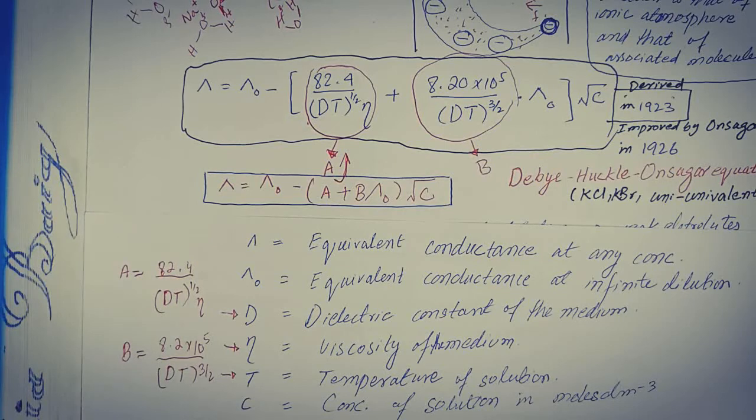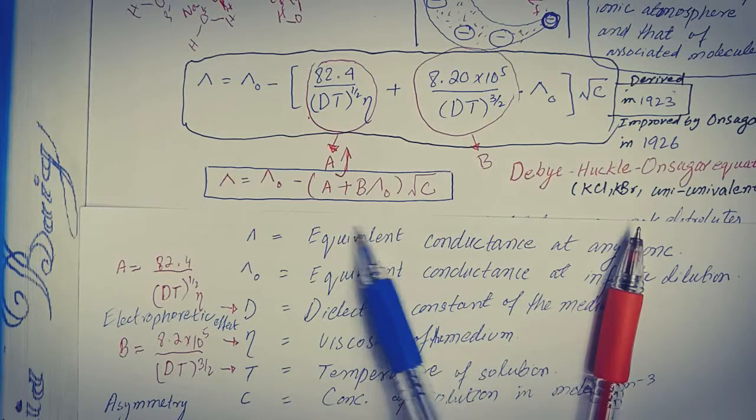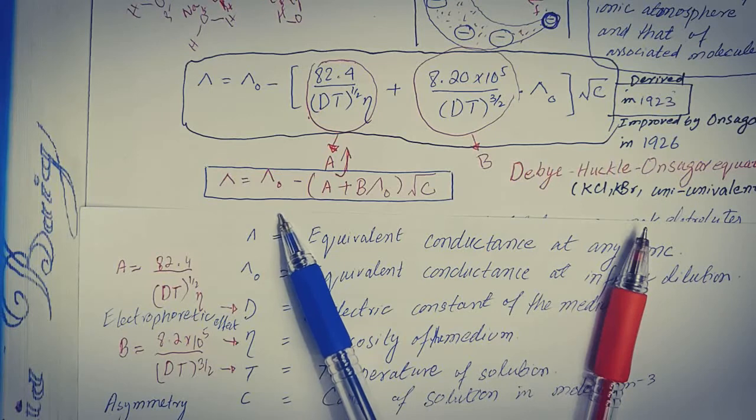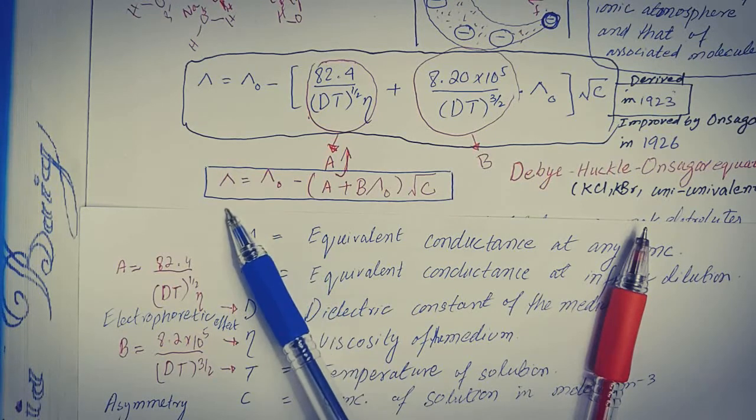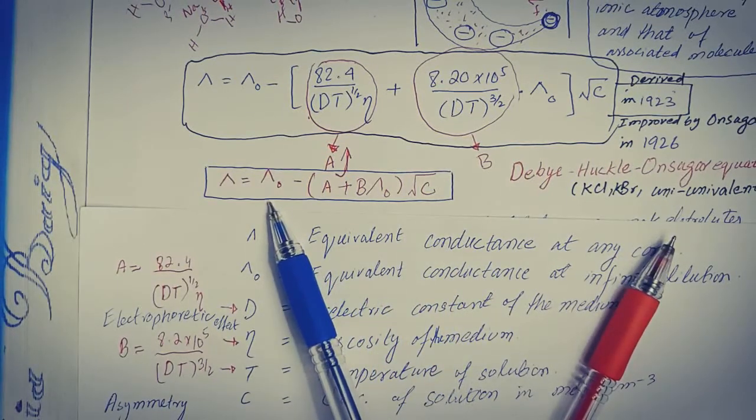And the second term given by this equation is a measure of asymmetry effect. So the constant A is the measure of electrophoretic effect, and the constant B is the measure of the asymmetry effect, which are subtracted from the total amount of the equivalent conductance at infinite dilution, so that the value of the equivalent conductance at a particular concentration is less than this equivalent conductance at infinite dilution.